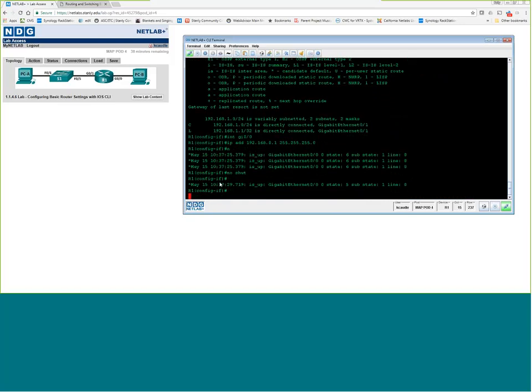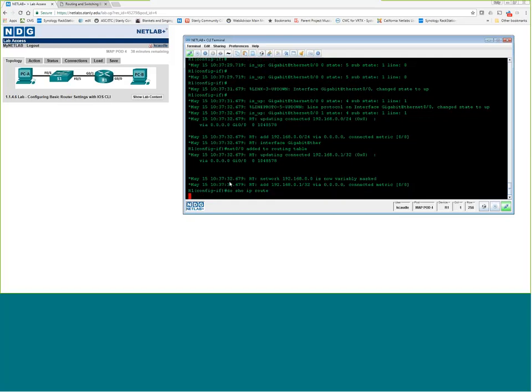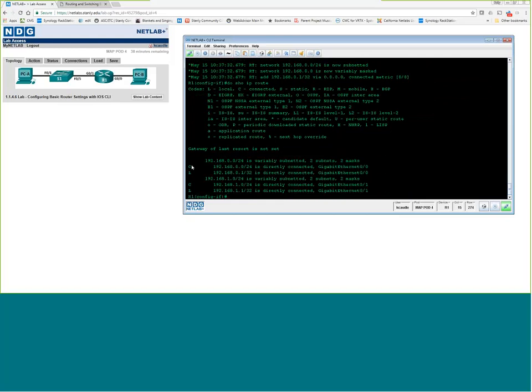It will then add the other route, which is the 192.168.0.0 network /24, into the route table. And so I can do a do show IP route, and now you have the connected route off of gig 0/0, which is the 0.0 network, and you have the route off of 0/1, which is the 10 network.